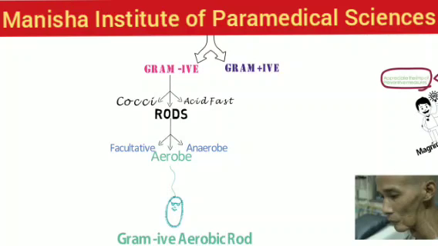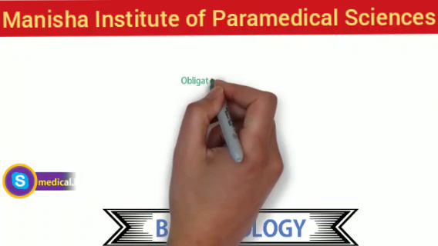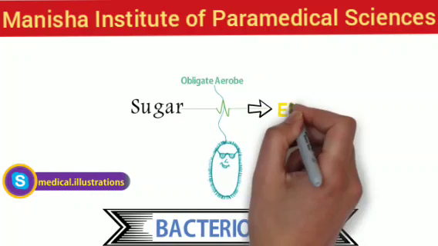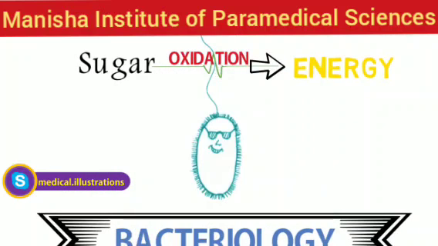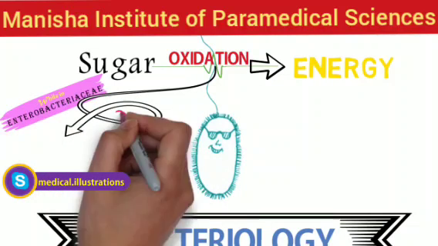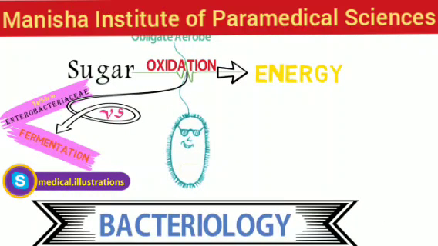After this brief overview, let's have an in-depth view of the bacteriology of this bacteria. Like other enterobacteria, it is a gram-negative rod. But unlike other enterobacteria, it is an obligate aerobe. It means that it derives its energy from sugar by a process called oxidation, while other enterobacteria derive energy from sugar by fermentation, not oxidation. So make it clear in your mind that Pseudomonas is non-fermenting.